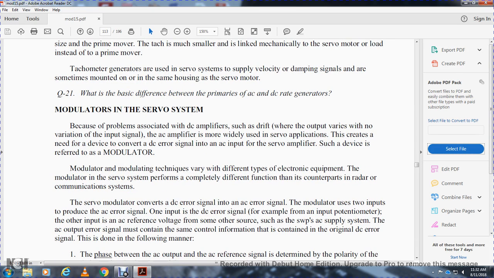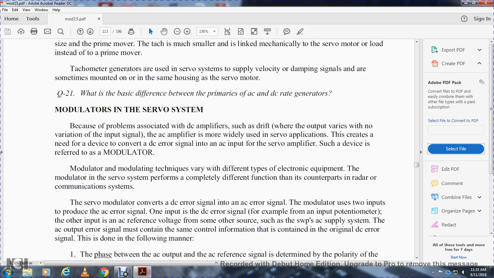Because of the problems associated with the DC amplifier, such as drift, where the output varies with no variation in the input signal, the AC amplifier is widely used in servo applications. This creates the need for a device to convert the DC error signal to an AC input for the servo amplifier. This device is referred to as a modulator, and modulating techniques vary with different types of electronic equipment.